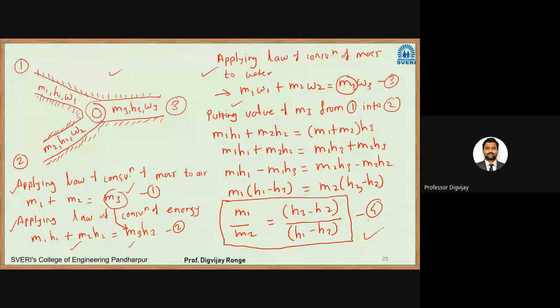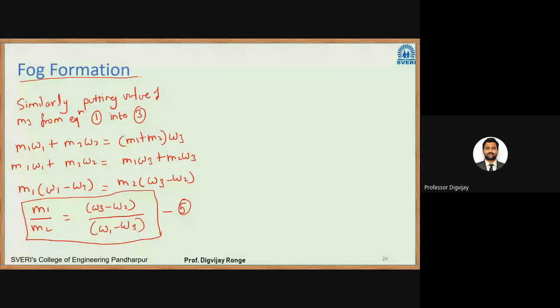So in the case of adiabatic mixing, why are we calling this adiabatic mixing? All the walls of these ducts here are insulated. So these are the insulated walls. So there will be no heat transfer to the surroundings. Okay. So this is the case of adiabatic mixing.